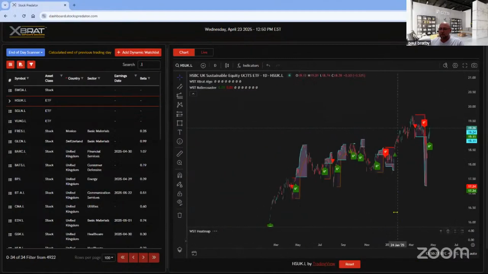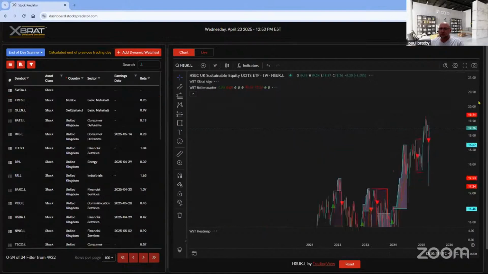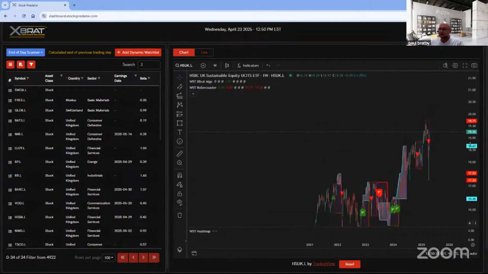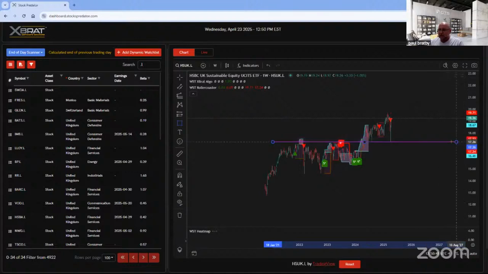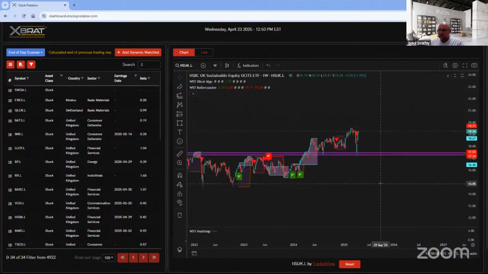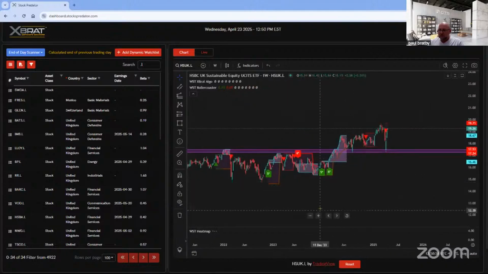Where are we with this on the weekly? UK Sustainable Equity. It's done well since launch. We've just really just tested this support recently. This looks pretty good for long term actually. We are through the next weekly resistance here.